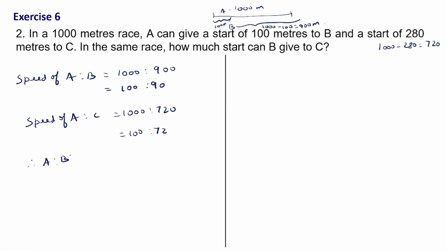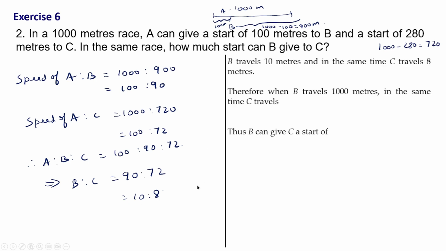Therefore, A is to B is to C, it is 100 is to 90 is to 72. Here we need to find how much start B can give to C. So let us take the ratio of B to C alone. From this we get B is to C as 90 is to 72, or it is 10 is to 8. So when B runs 10 meters, then C runs 8 meters.